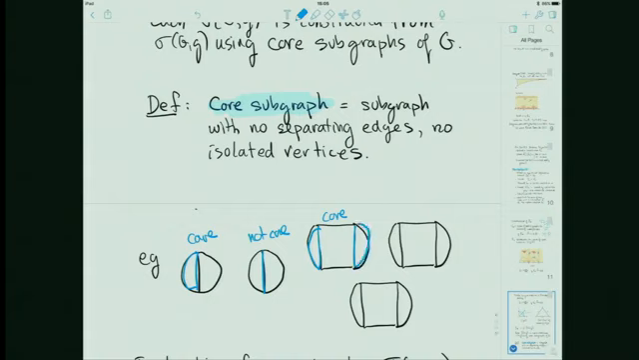Core graphs don't have to be connected. This guy is core. They could have bivalent vertices. This graph is not core because it's got a separating edge. So I'm interested in the core subgraphs.